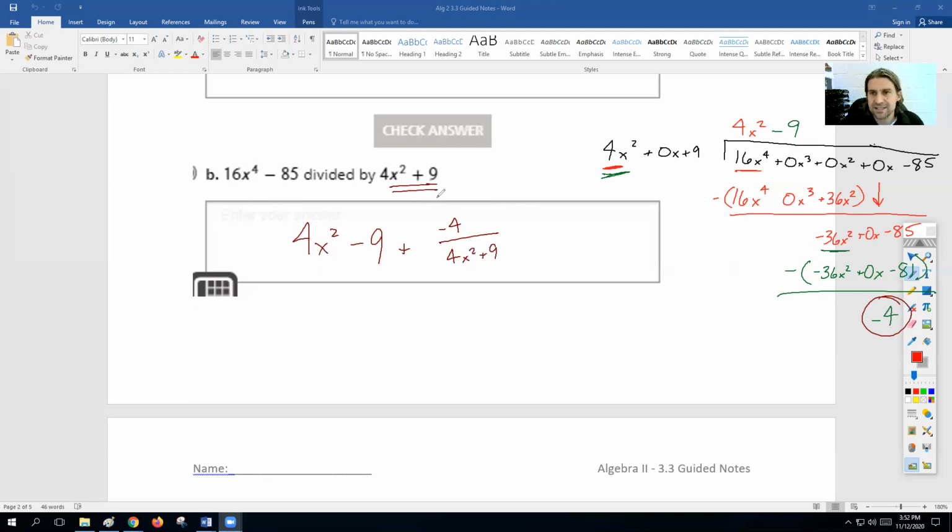Okay, guys, so this is long division. Long division, we will work out all the time. We're going to learn another one tomorrow called synthetic division, which is a little bit quicker, a little bit neater, but will only work for certain scenarios.